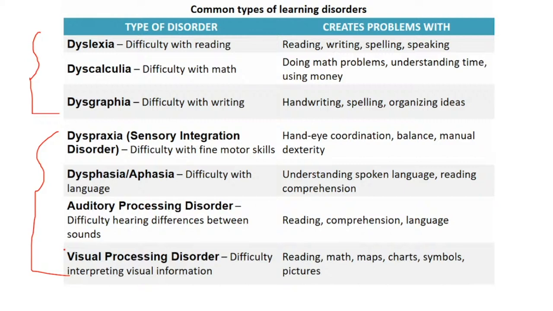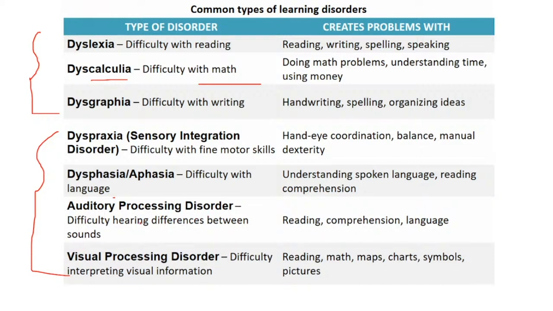So dyslexia, that is difficulty with reading, writing, spelling and speaking also, which creates a problem. Dyscalculia, that is with mathematics, with numbers, understanding the numbers, it's very difficult. Dysgraphia, that is about writing, the spellings, organizing the ideas, the writing part. Dyspraxia, that is about motor skills, the coordination of hands, balancing, it's very difficult. Dysphasia, that is difficulty with language, spoken language, comprehension, and dealing with languages is a tough job.